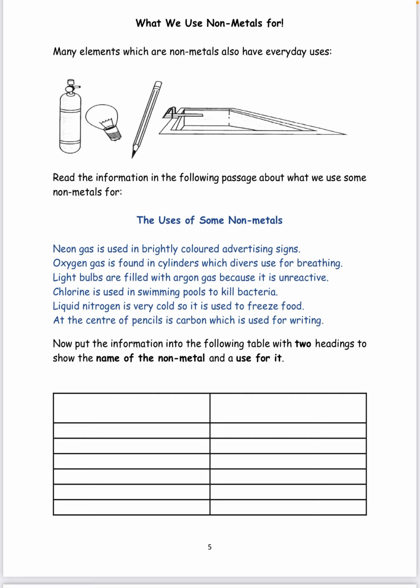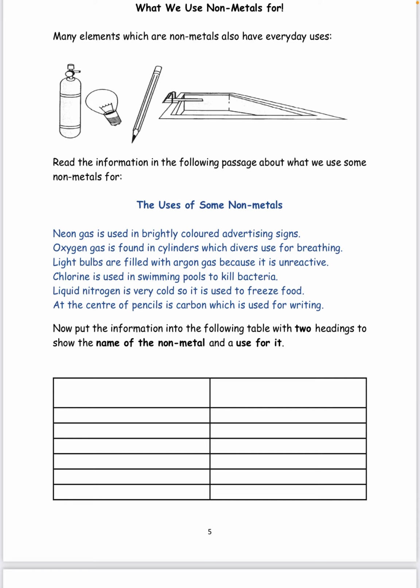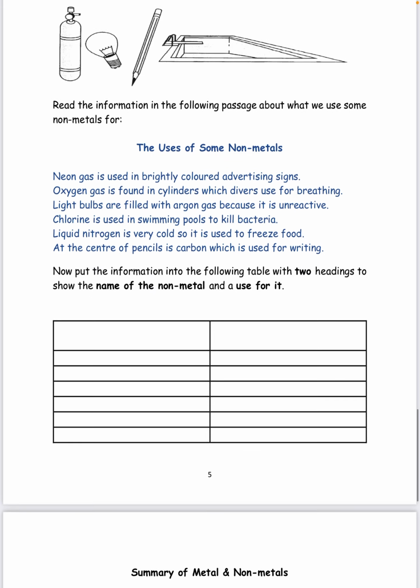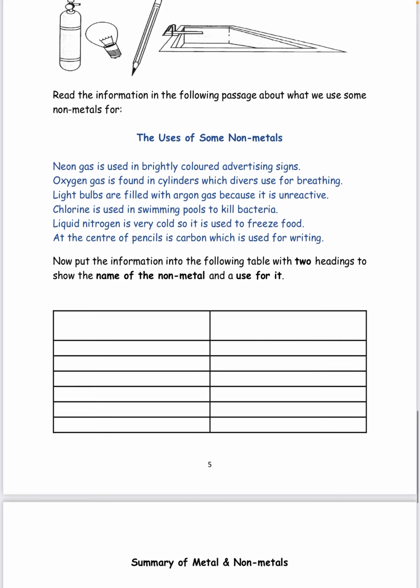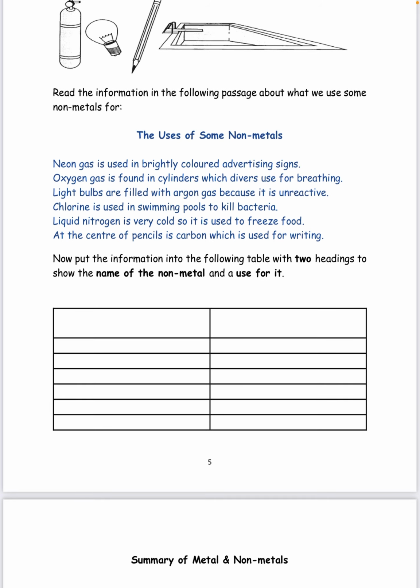So a little bit of a literacy task here. The part that's in blue gives you some information about some non-metals and what they're used for. So neon gas is used in brightly coloured advertising signs. So what I mean by a literacy task here is what I would like you to do is extract this information and put it into a table. So we want 2 headings about the non-metal and the use of the non-metal, and then I want you to extract the information from the blue passage and put it into the table.